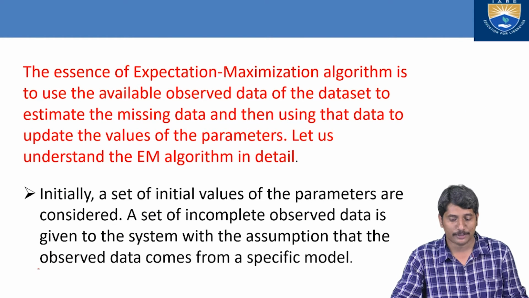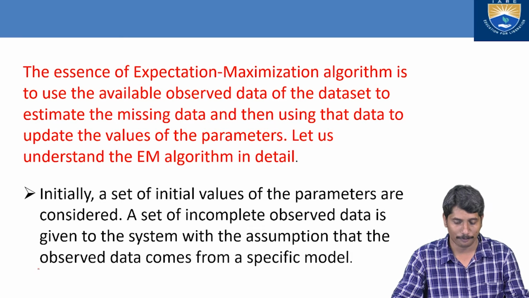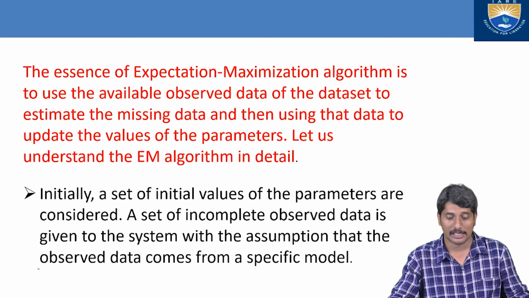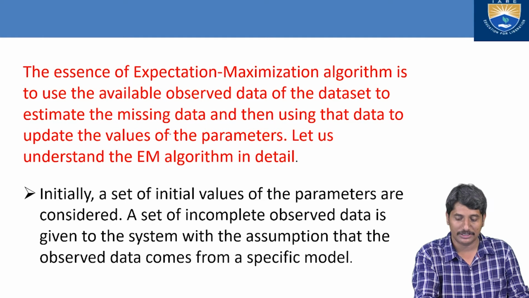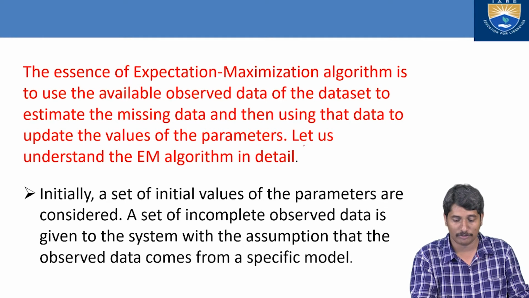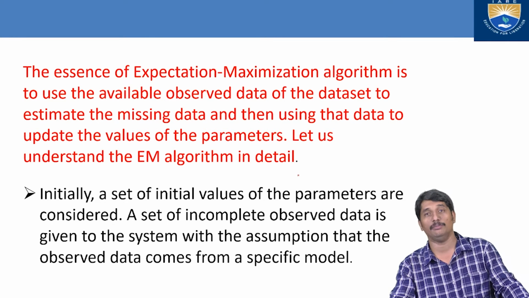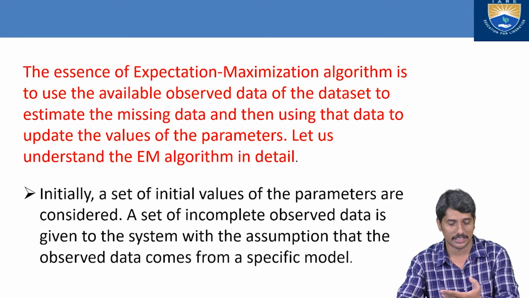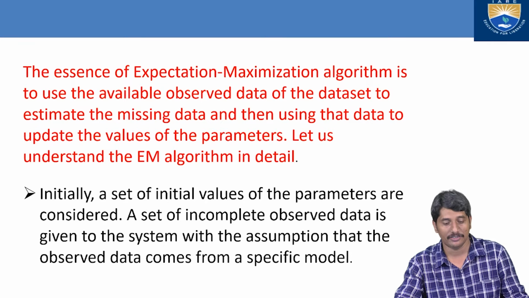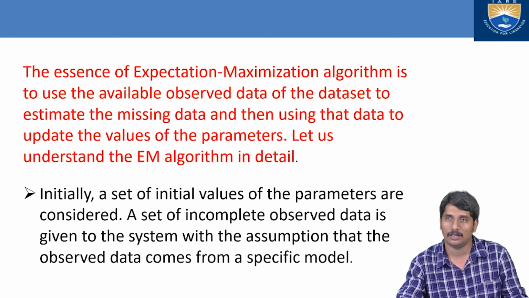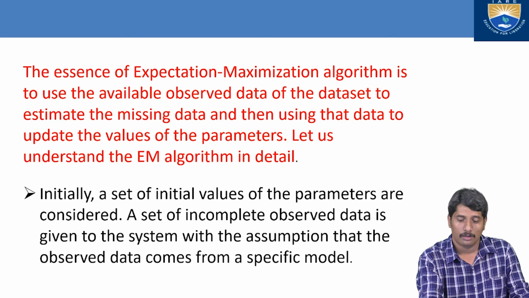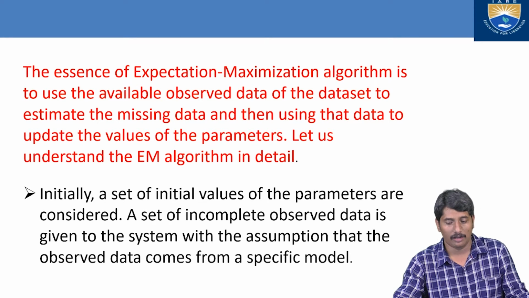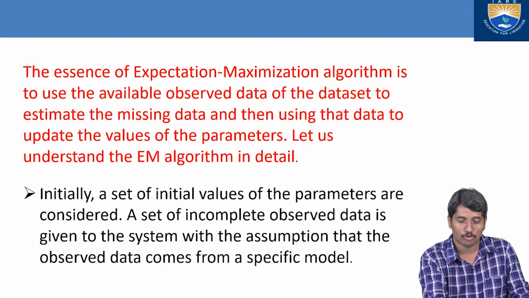The essence of the expectation and maximization algorithm is to use the available observed data of the data set to estimate the missing data, and then use that data to update the values of the parameters. Let us understand the EM algorithm in detail. Simply, what I have just told you is summarized in this paragraph, highlighted in red ink.